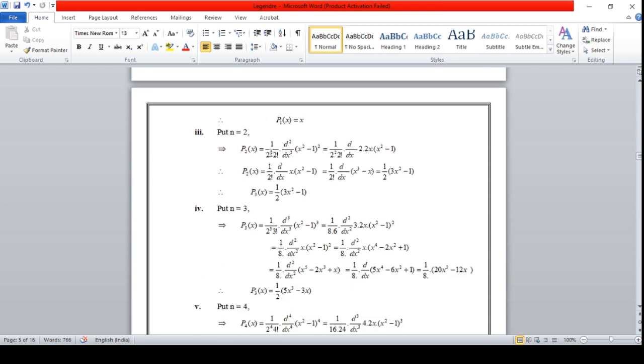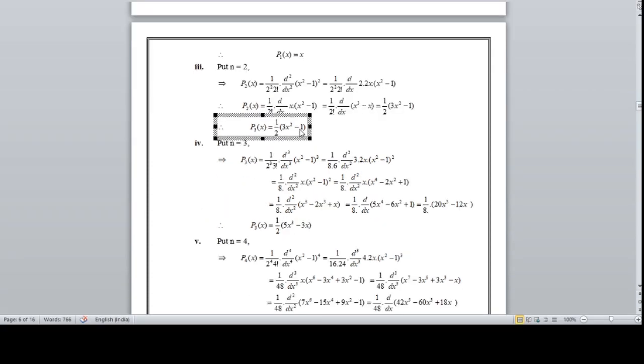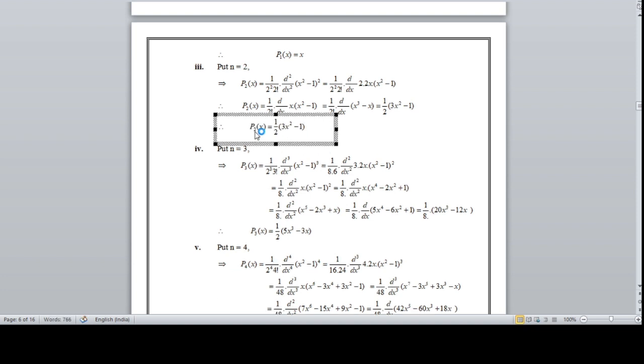Third, n is equal to 2, P2: 1 upon 2², 2 factorial, d²/dx² of (x² − 1)². This is 1 upon 2², 2 factorial, d/dx of the single derivative. We take the single derivative, then again the double derivative. This is the double derivative. So here 1 upon 2 (3x² − 1), and P2 is equal to 1 upon 2 (3x² − 1). This is P2.